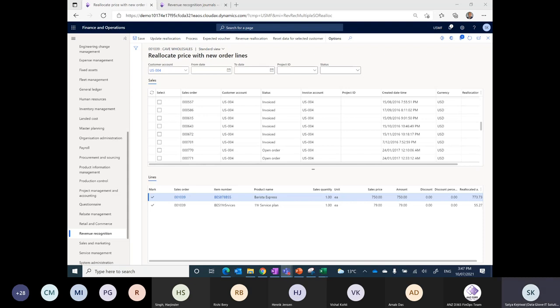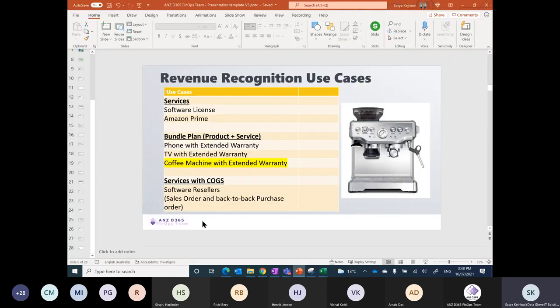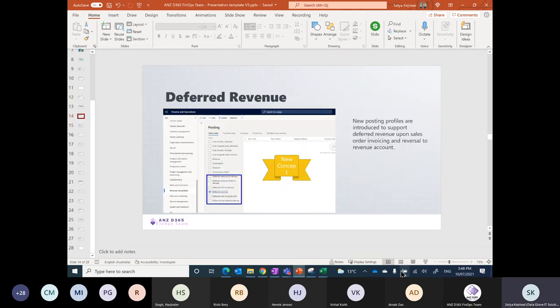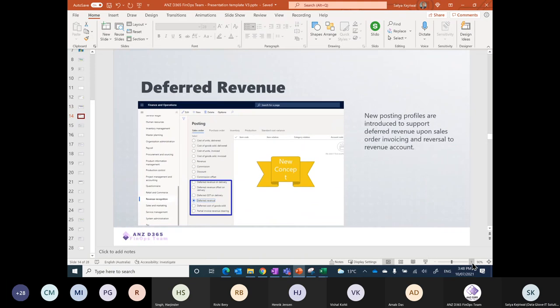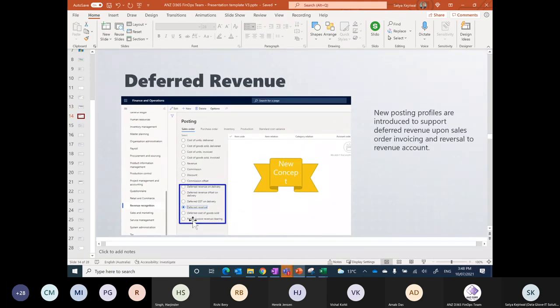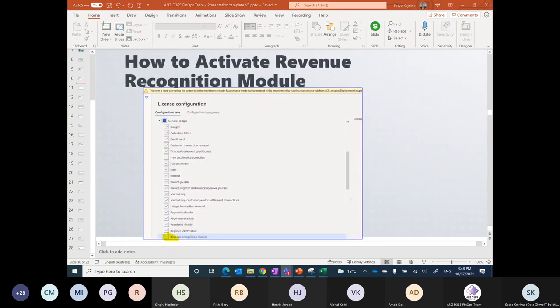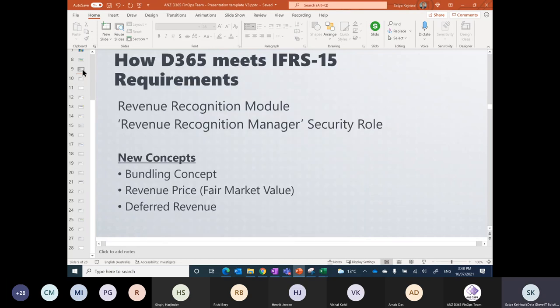Rohit, is this ratio also applied to COGS? I believe COGS booking would also be referred for such lines with revenue schedule. Yeah, that's a very good question, and that's one of the features. If you remember, in the posting profile, I was showing the more posting profiles related to COGS, this one. So deferred cost of goods sold also goes hand in hand with your deferred revenue. Okay, I think that answers the question.